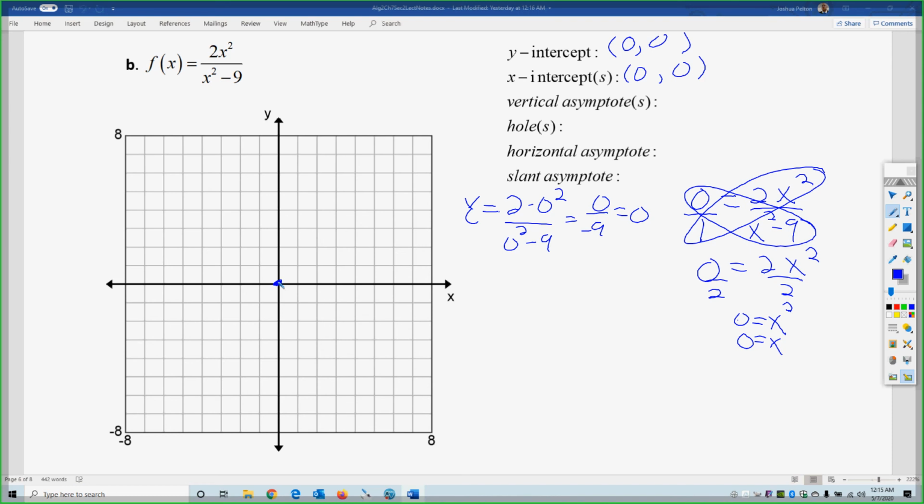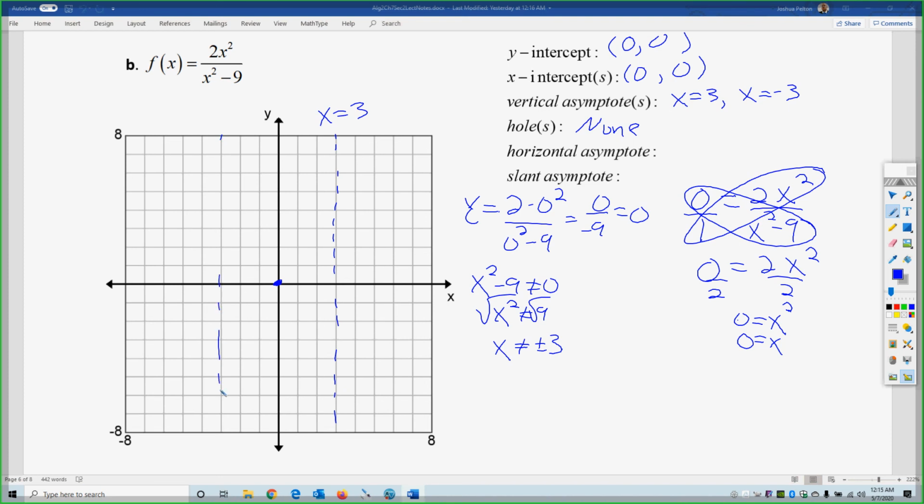Okay. All right, next piece, vertical asymptotes. The numerator and denominator have nothing in common, but x squared minus 9 cannot be 0, so x squared cannot be 9. So if I square root both sides, x cannot be plus or minus 3. So x equals 3 and x equals negative 3 are the vertical asymptotes, and there are no holes since nothing canceled. So we have x equals 3 and x equals negative 3 as our vertical asymptotes.